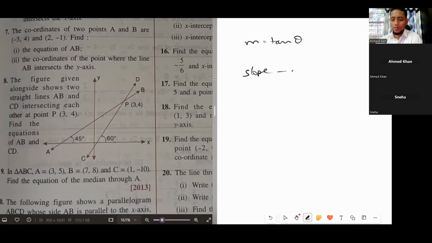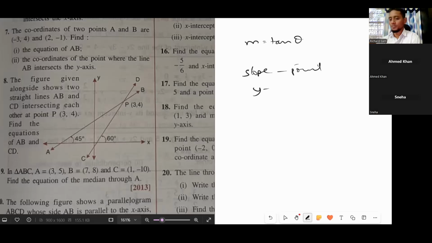What is the formula? Slope point formula? Aman, tell me. If you have slope and point, how will you find the equation of a line? You're not ready for today's class. It means you have not done the homework. If you've done the homework, you should know the formulas. What is the formula? You should be ready for today's class.